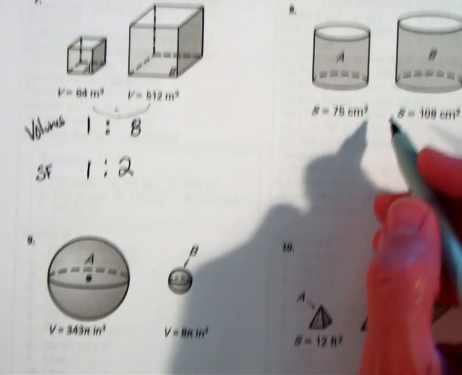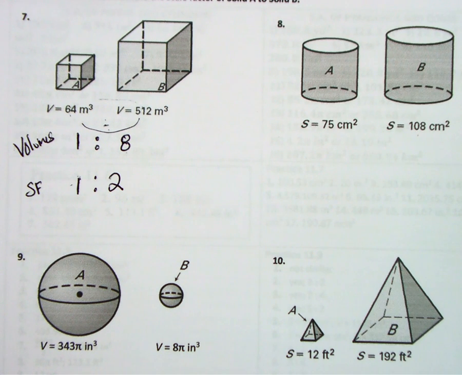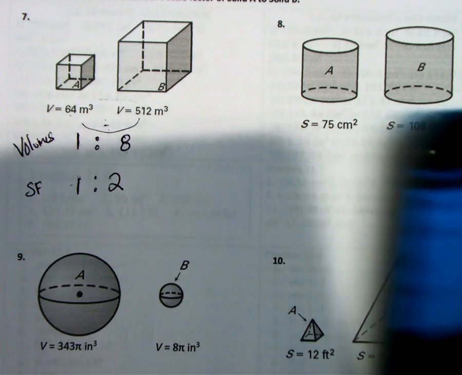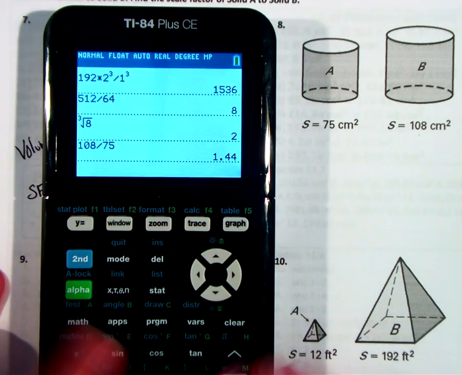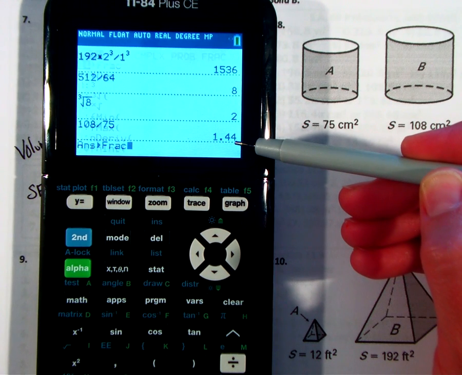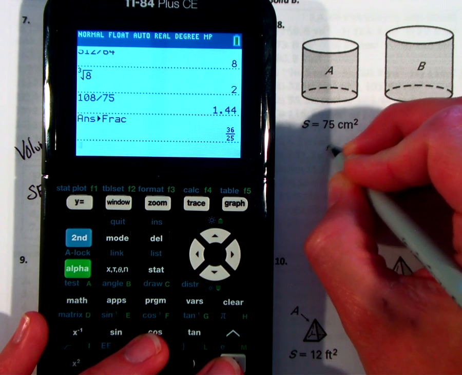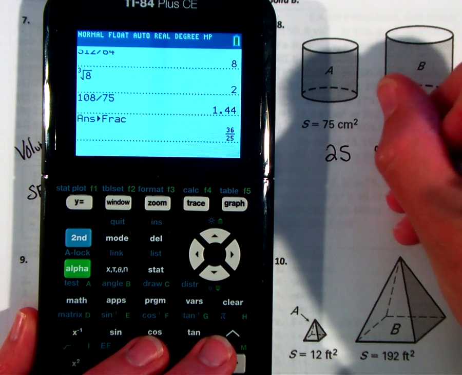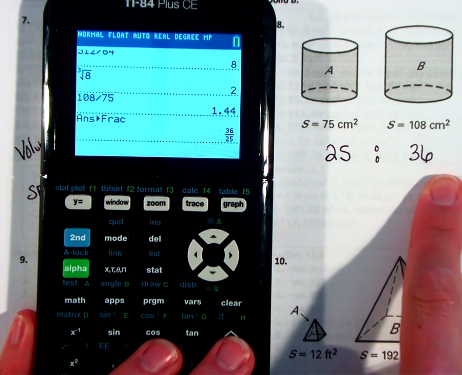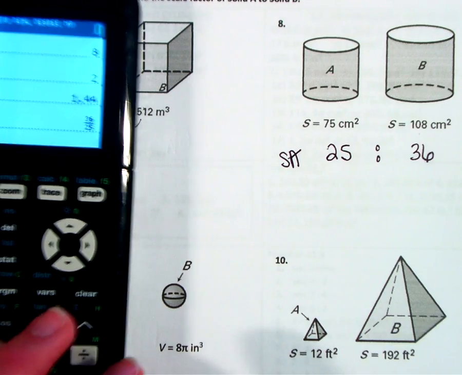For surface area, when you do that division, I'm going to take 108 and divide it by 75. Okay, and it comes out to be a decimal. So what you want to do is get that into a fraction, which you can do, remember, on your Desmos, or you can do it in your graphing calculator. So I can take that and you hit math, fraction. Okay, so that fraction there is 25 to 36. Okay, this is the smaller one, this is the bigger one, so 25 to 36. But again, that's the ratio of these surface areas. That's not the scale factor.